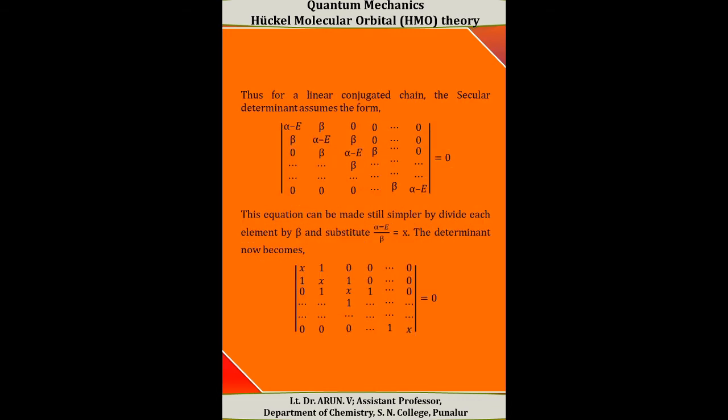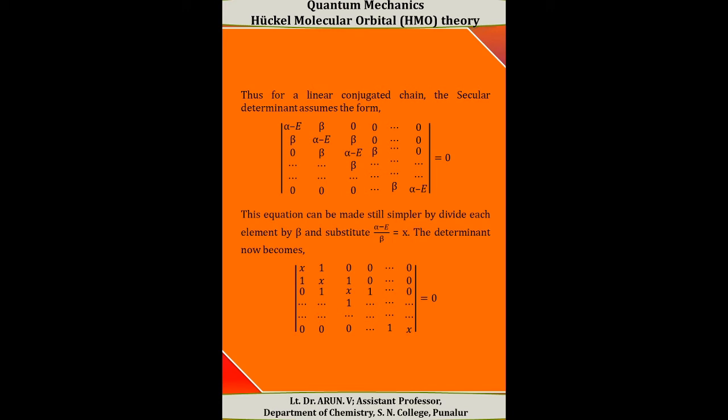Thus, for a linear conjugated chain, the secular determinant assumes the form: determinant of alpha minus E, beta, 0, 0, etc.; 0, beta, alpha minus E, beta, 0, 0, etc.; 0, 0, beta, alpha minus E, beta, 0, etc., up to 0, 0, 0, beta, alpha minus E, that is equal to 0. This equation can be made still simpler by dividing each element by beta and substituting (alpha minus E) divided by beta, that is equal to x.